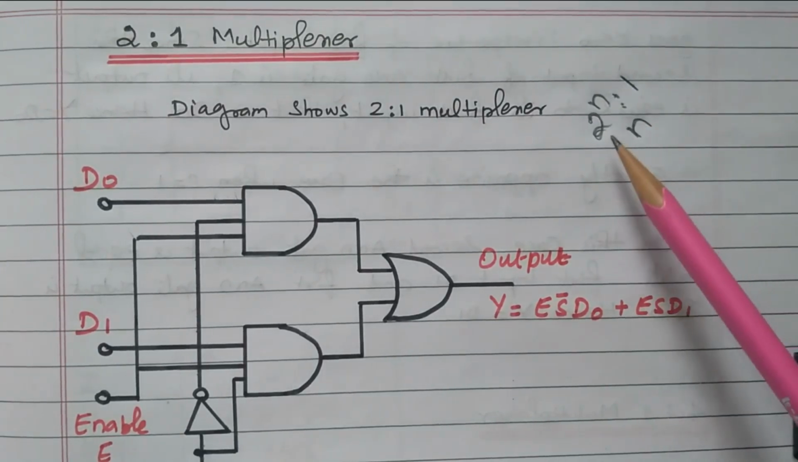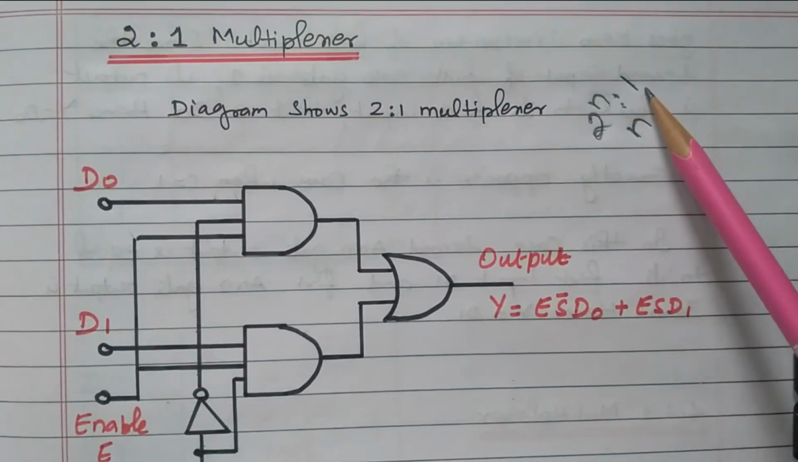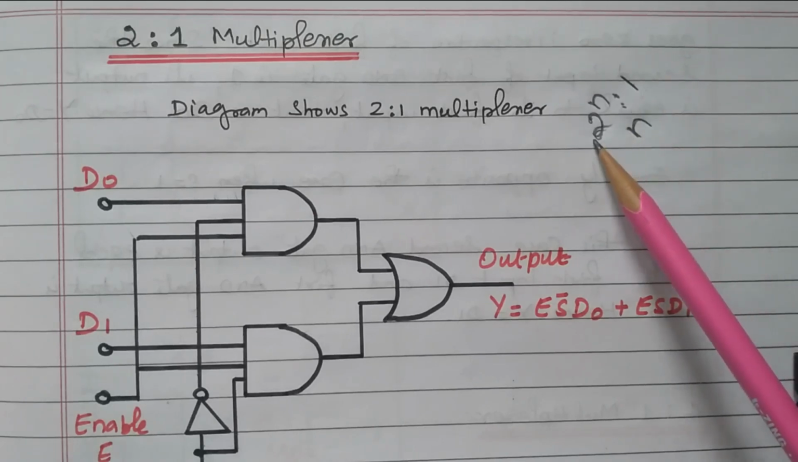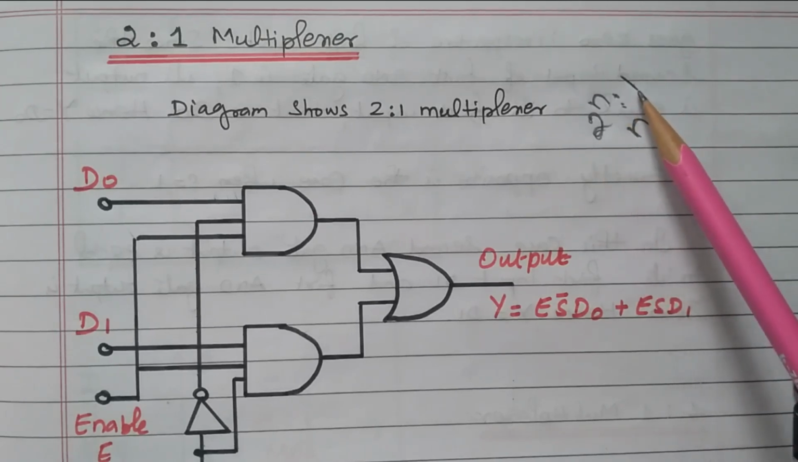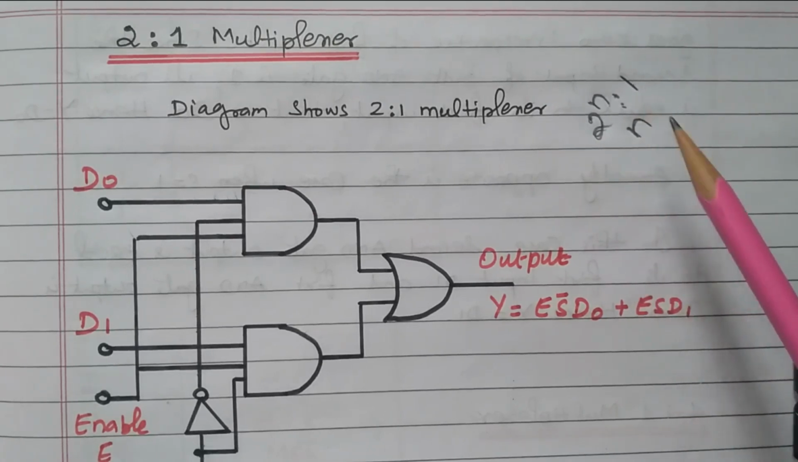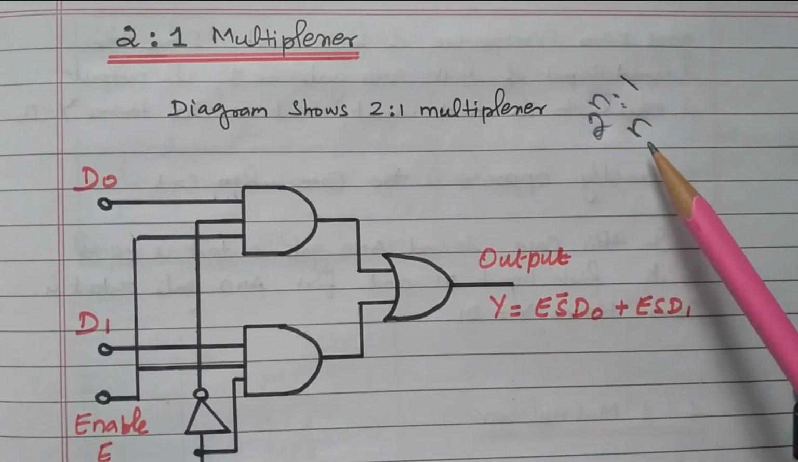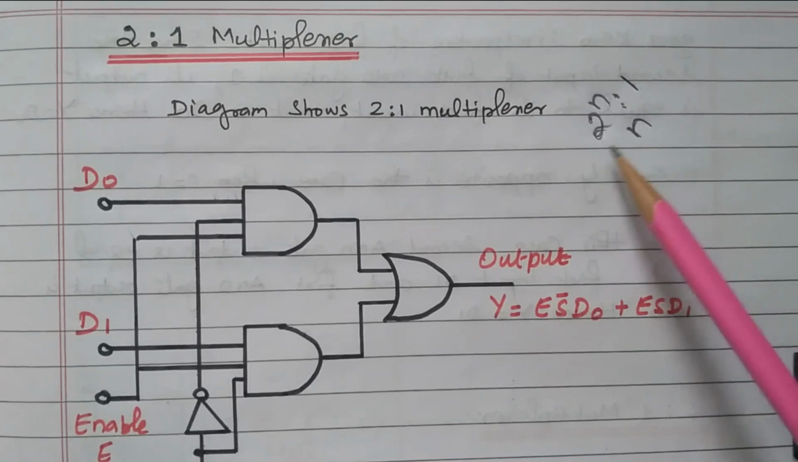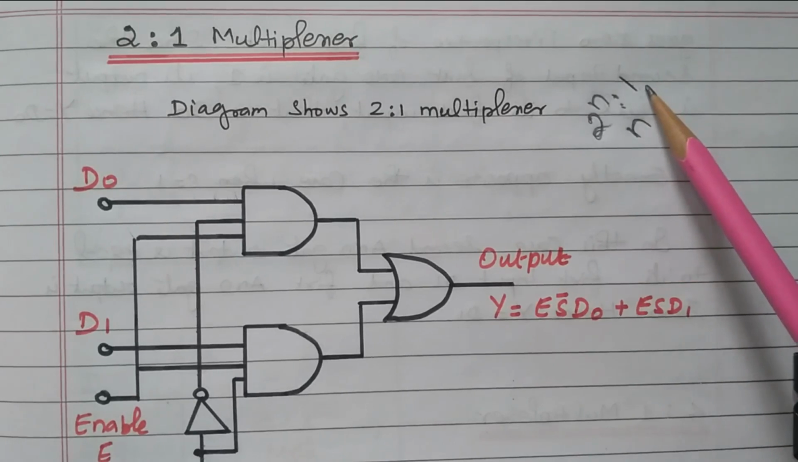So it is nothing but many input lines to only one output line. There will be many input lines, and it will produce only one output. Out of many inputs, it will produce only one output. That is done by the n number of selection lines. The selection line will decide which input should be available at the output.